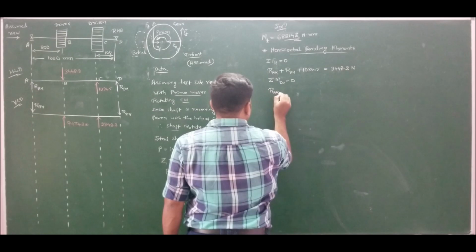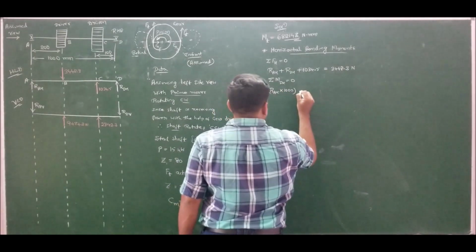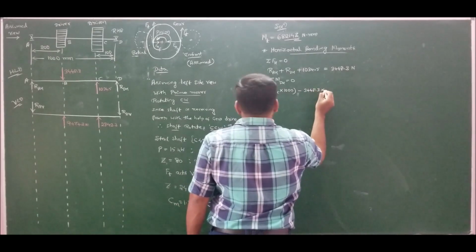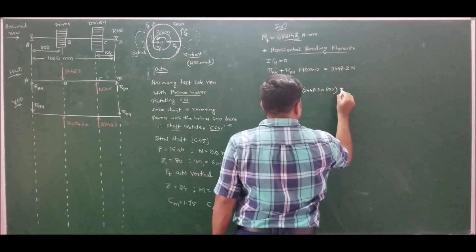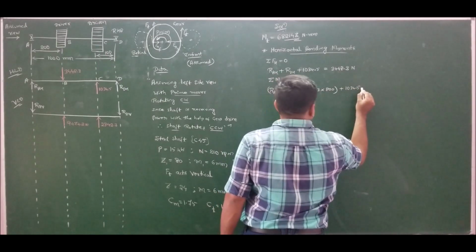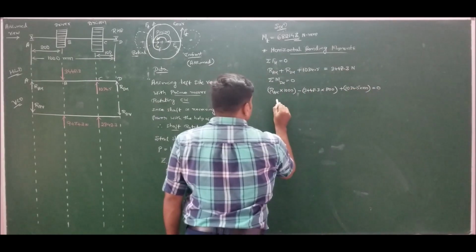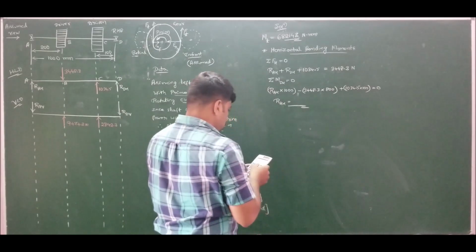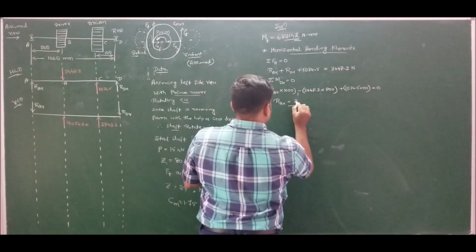RAH into distance is 1000 minus 3448.3 into distance is 800 plus 1034.5 into distance is 100 is equal to 0. So therefore I get RA horizontal as 2655.